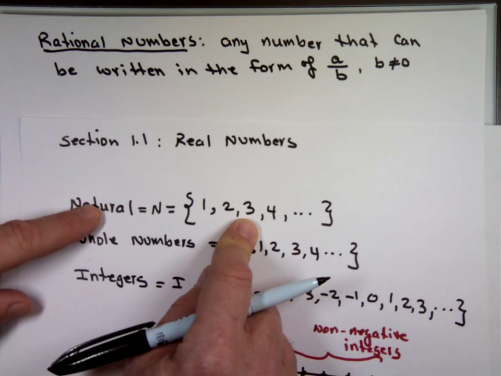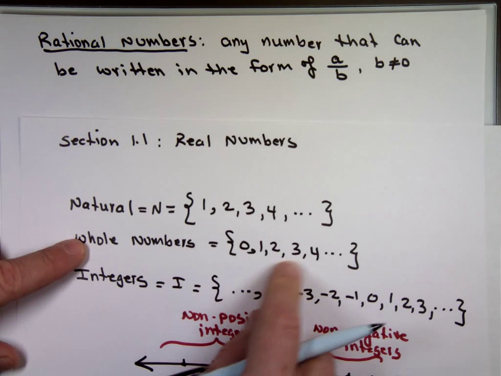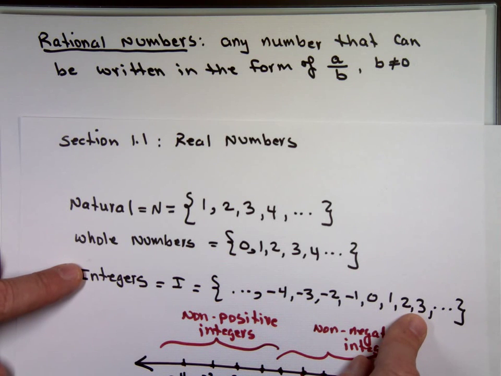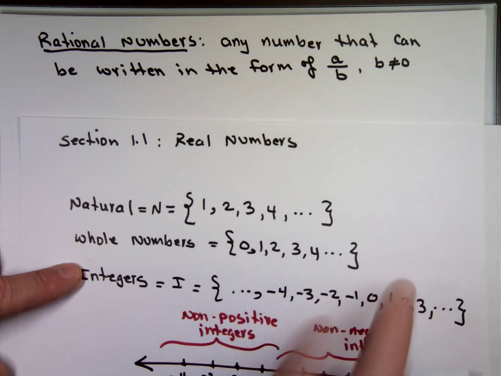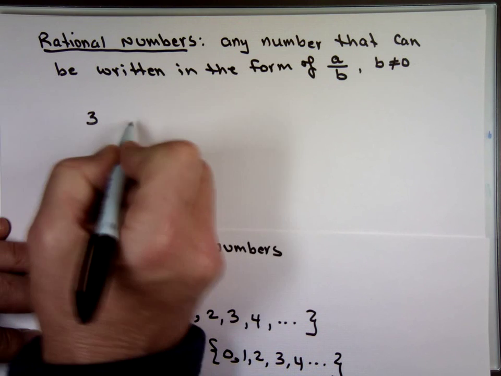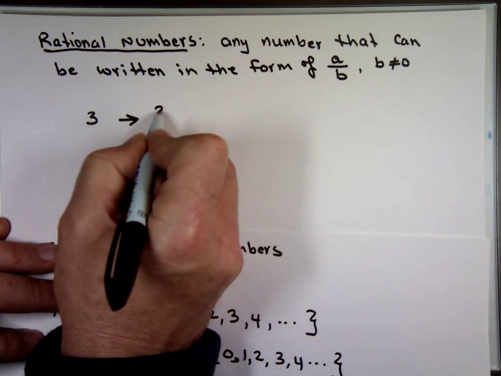We know it's a natural number. We know it's a whole number. We know it's an integer number. Is it also a rational number? Can you write the 3 as a fraction? Yes. 3 over what? 3 over 1. Yep, 3 is a rational number, because you can take the 3 and write that 3 over 1.